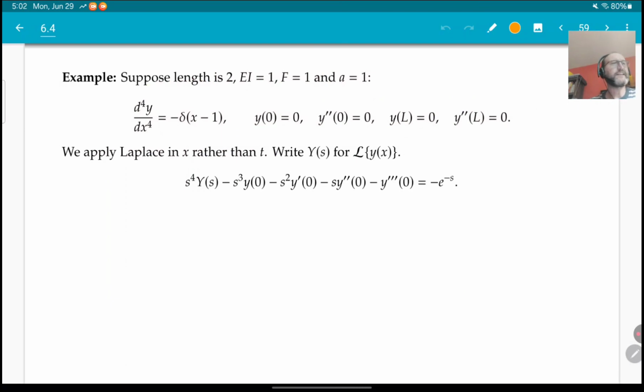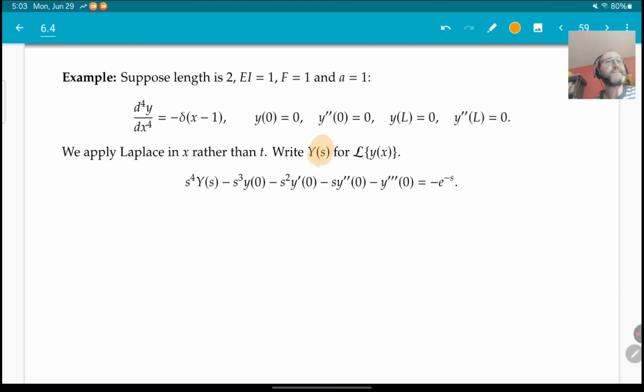We're doing Laplace. Let's use Laplace, but now we're taking Laplace in x rather than t, because there is no t in here. You can take Laplace in any variable. Again, it's all just names, so it's perfectly fine to take it in x instead of t. We're still going to call the transformed variable s.